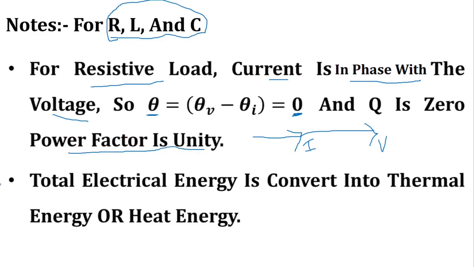So we can say that the total energy is converted into thermal energy or heat energy. We know that in a resistance there is no storage of energy, there is only wastage of energy, or we can say that the only effect of resistance is the heating effect. So the electrical energy that we give to a resistor is totally converted into heat energy.